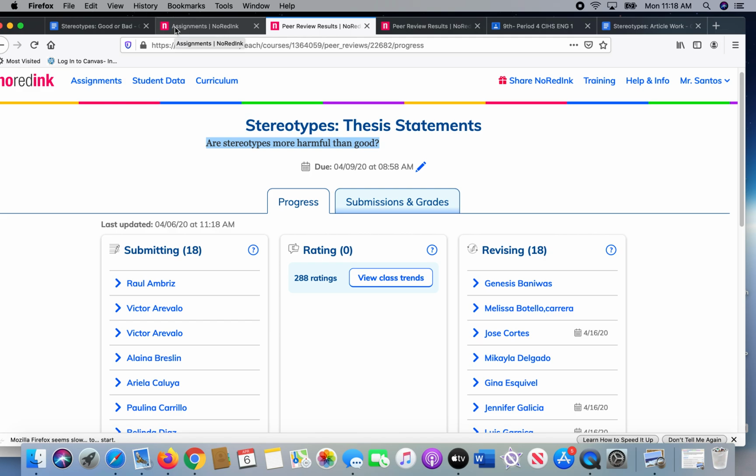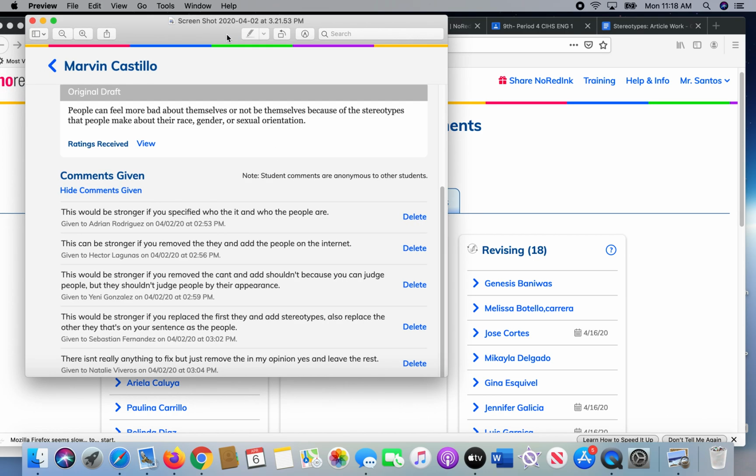So if you missed it, I'm going to just briefly go over how we respond to this to make a thesis statement. Now, this is how it looked. And Marvin, I'm going to use this example from period 5. Here's his original draft: People can feel more bad about themselves or not be themselves because of the stereotypes that people make about their race, gender, or sexual orientation. Then he got these comments from his peers. So, for example, Sebastian gave a comment of: this would be stronger if you replaced the first "the" and added "stereotypes." Also replace the other "the" on your sentence with "people." So Marvin took that into consideration, and then from his original draft, he revised it and reflected a more cohesive and clear thesis statement. So a really good job.